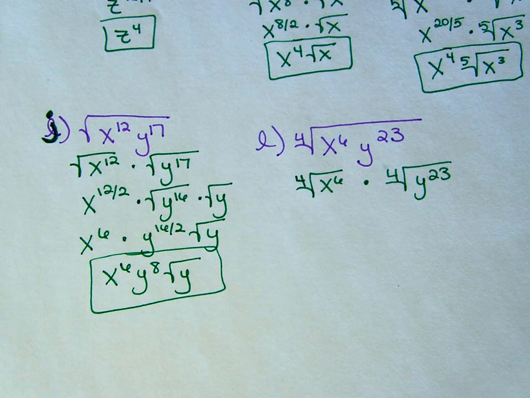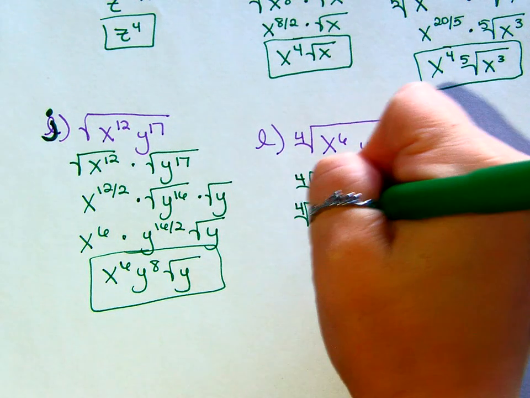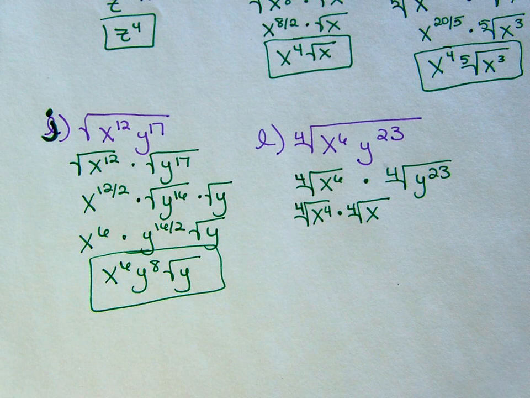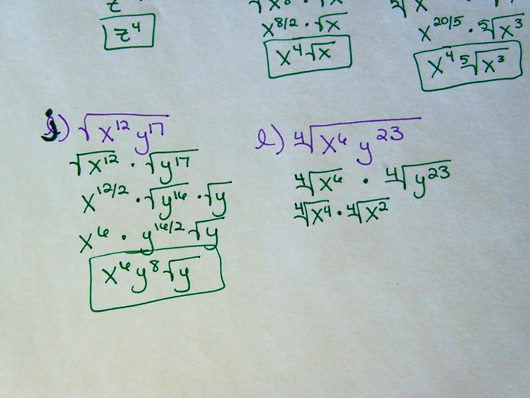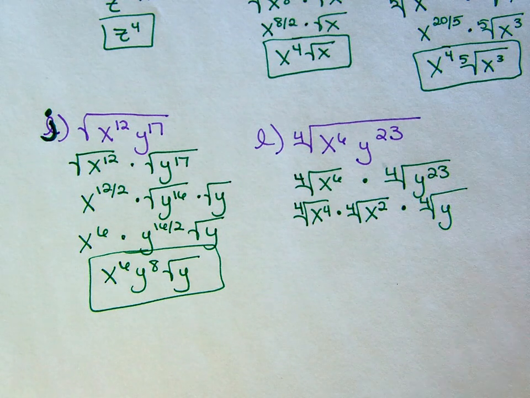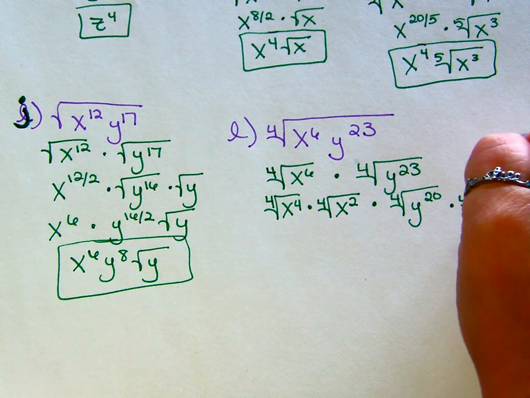6 is not divisible by 4. But what number is divisible by 4 that's less than 6? 4. So I can split this. The 4th root of x to the 4, which leaves me with the 4th root of x to the what? 2. Yeah, because 4 plus 2 will get me back up to 6. So I've just split this. And I can do the same process over here for the 4th root of y to the 20th. And then that will leave me with the 4th root of y to the 3rd. There you go.